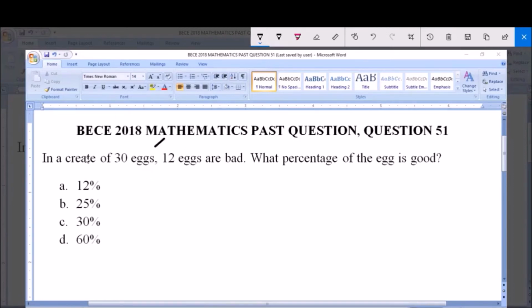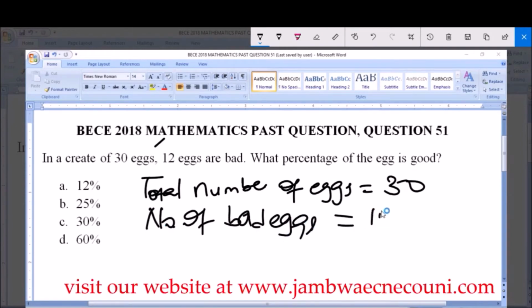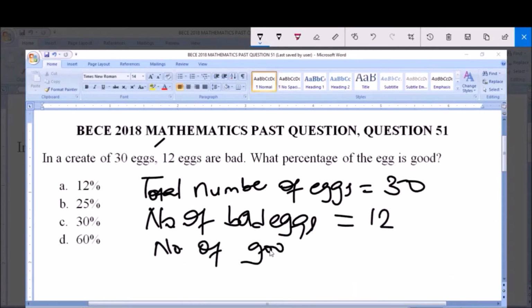Now we're given that in a crate we have 30 eggs, meaning the total number of eggs is equal to 30. Now out of these 30 eggs, 12 eggs are bad, so the number of bad eggs is equal to 12. Now the number of good eggs will be equal to 30 minus the number of bad eggs, which will give us what? 18. That means 18 eggs are good.